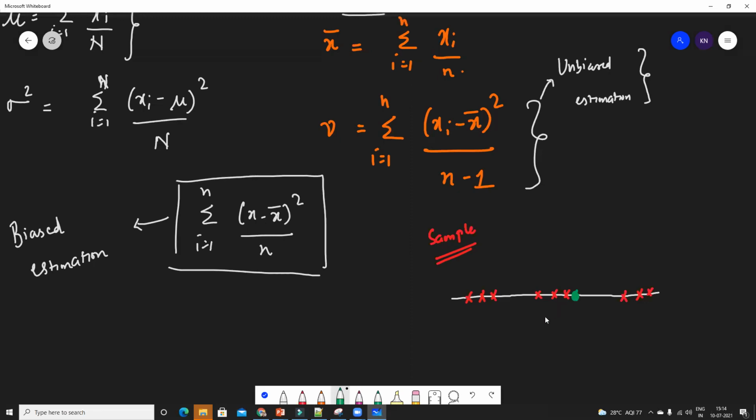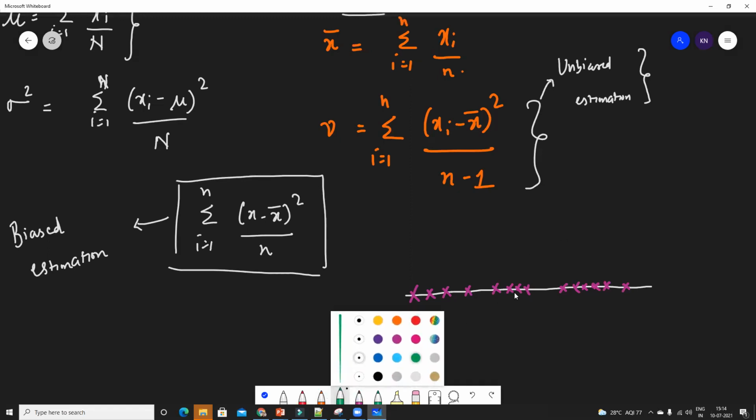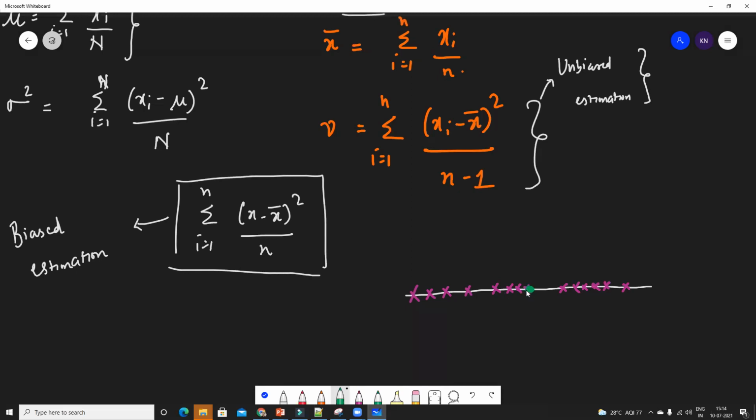Let me rub this and make one more line. Suppose I have some points in my population, which look something like this. Now tell me, if I try to find out the mean, what may happen? My mean may fall somewhere here for this population mean. I hope everybody agrees. Yes, everybody agrees. Let's consider that our mean will fall somewhere at this point.